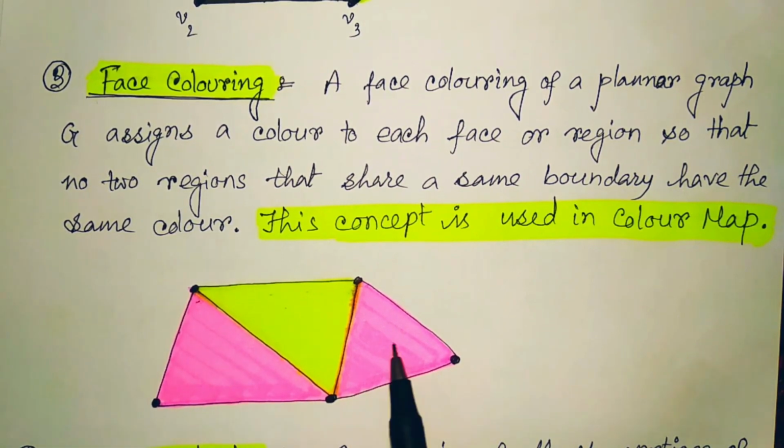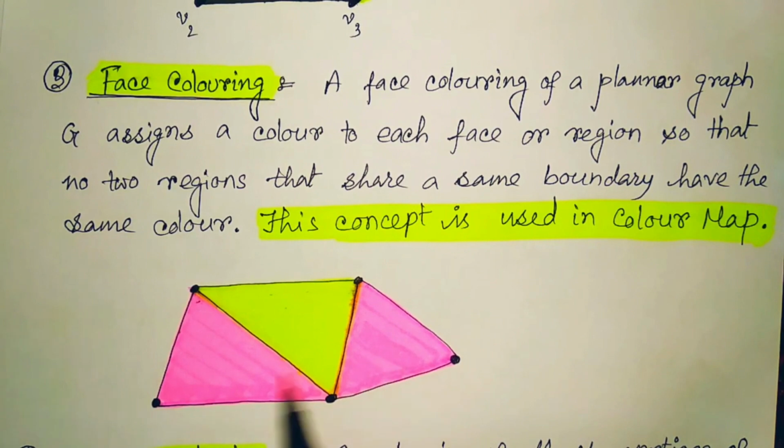Accordingly, these 2 regions are separated. There is no connection between these 2 regions. Regions are connected if any one edge is common to them. So these 2 are the regions which should not share the same color.